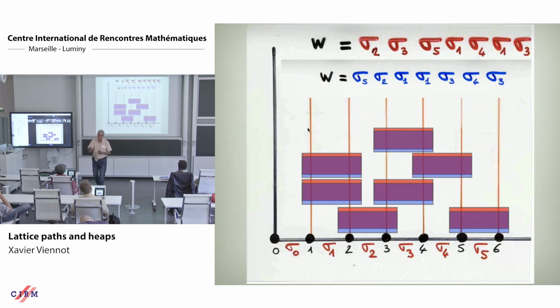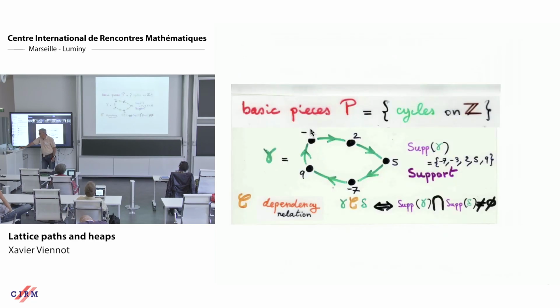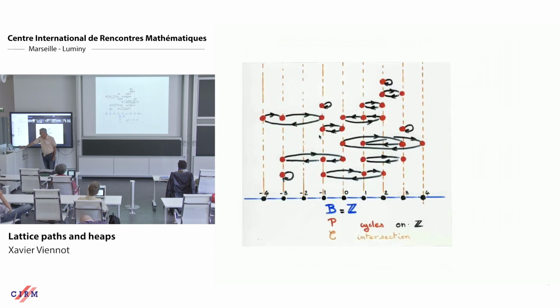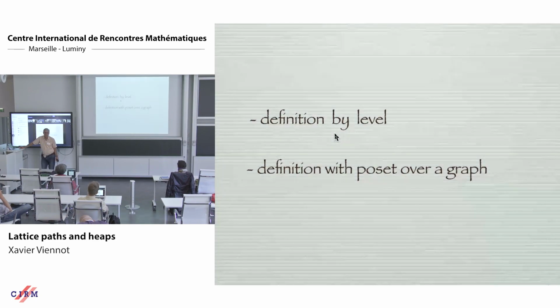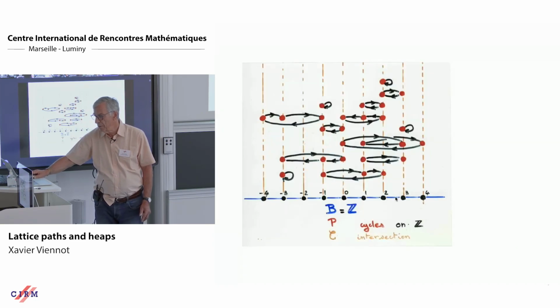So there is a bijection between commutation classes of elements and heaps of these elements. In general, this is a particular case of dimers. And see, this is a heap of hexagons, the pyramid of hard hexagons. So you can do heaps of cycles. There are two possible definitions for heaps. By levels: when pieces fall one by one, this is level 1, level 2, level 3, level 4.